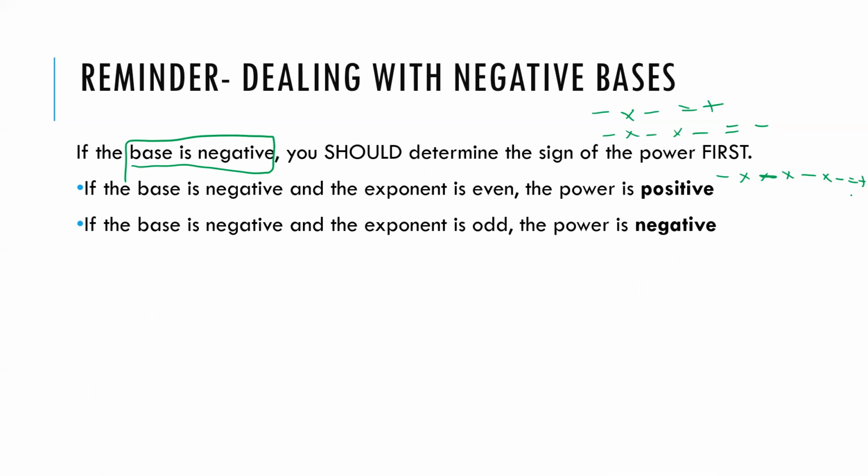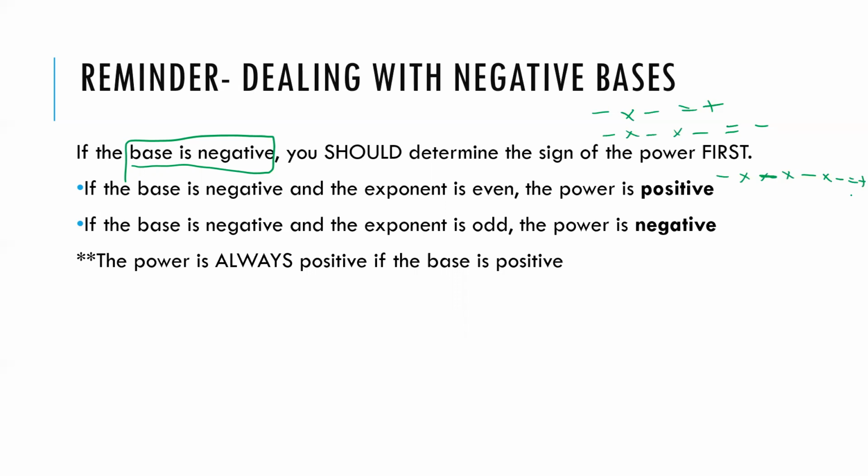So a really good question is, what if the base is positive? What do you have to do? You don't have to do anything, because if the base is positive, then of course your power is always going to be positive. You don't even have to check. So you only have to worry about the sign when the base is negative. If the base is positive, it's a piece of cake. You don't have to worry about it.